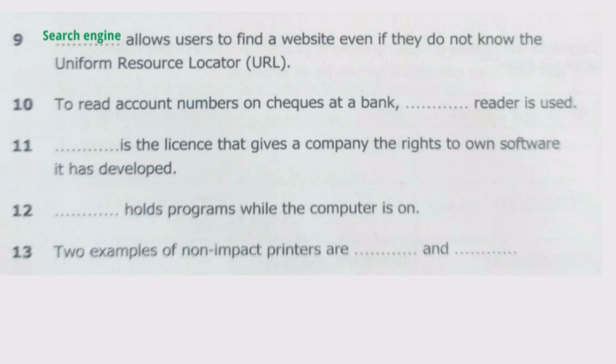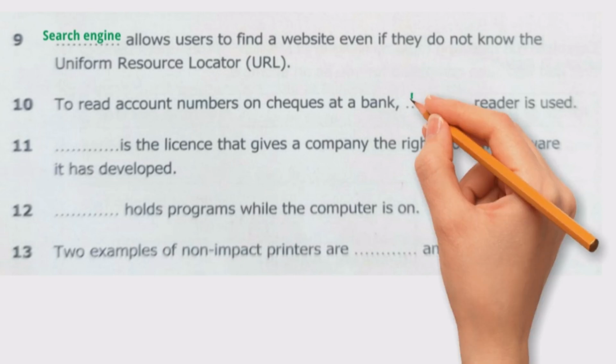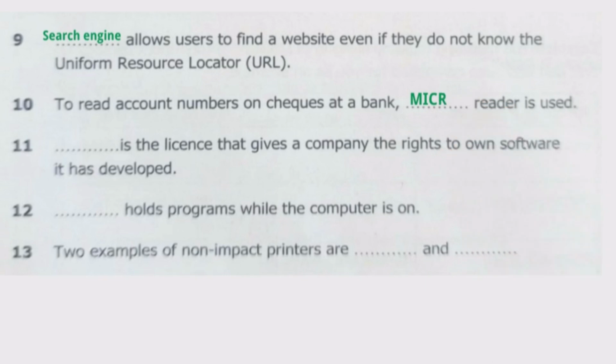Search engine allows users to find a website even if they do not know the uniform resource locator, which is URL. Okay, we come to question number 10, which is: to read account numbers on checks at a bank, dash reader is used. So the correct answer here is MICR. MICR reader is used.